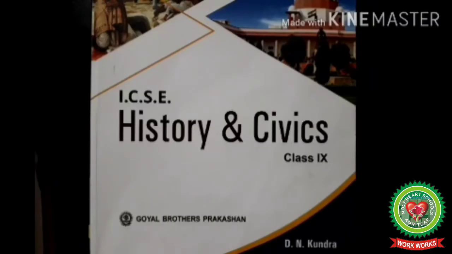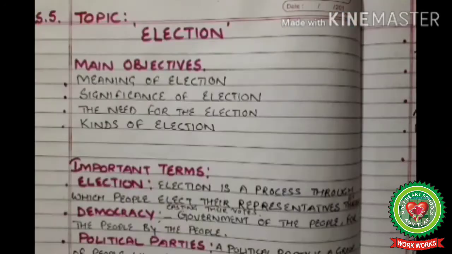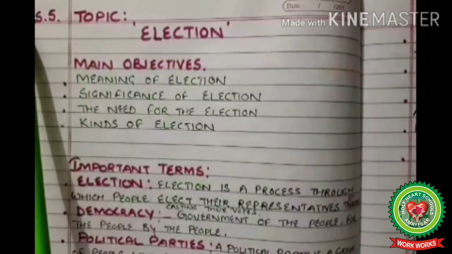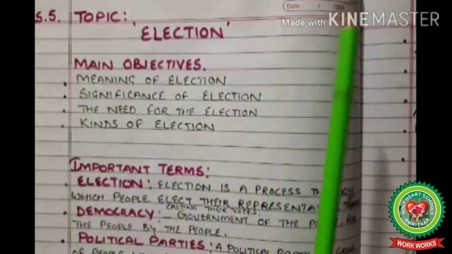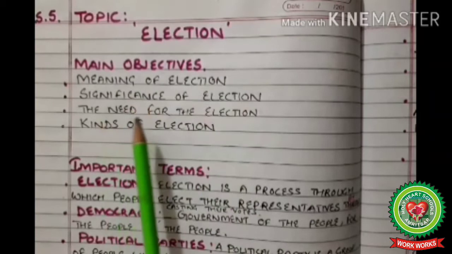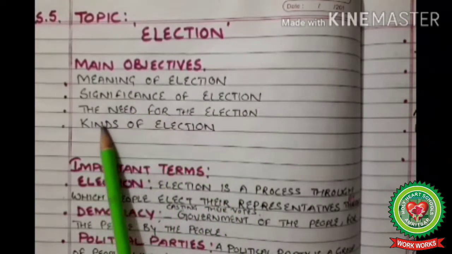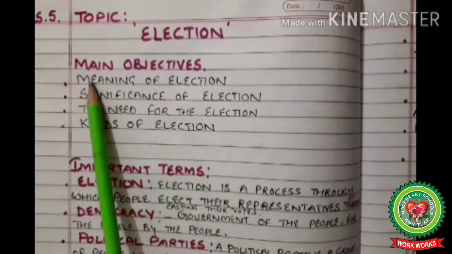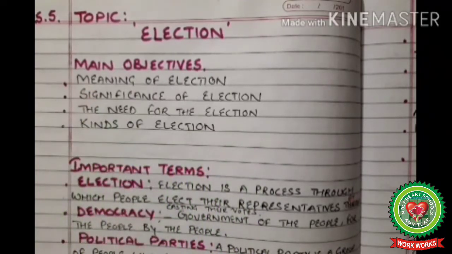Class 9th. Today we are going to discuss the civics topic, that is election. Lesson number 5, page number 51. Main objectives: meaning of election, significance of election, the need for the election, kinds of election. Today we will discuss these topics. Before discussion of topic, we must know the following terms.